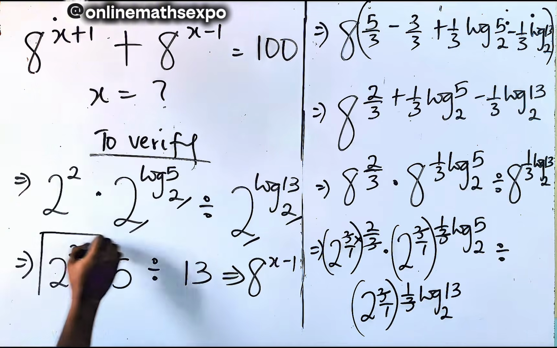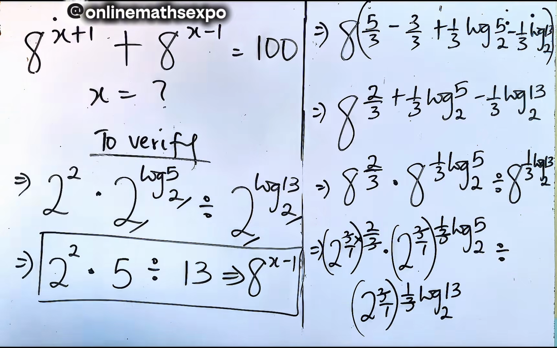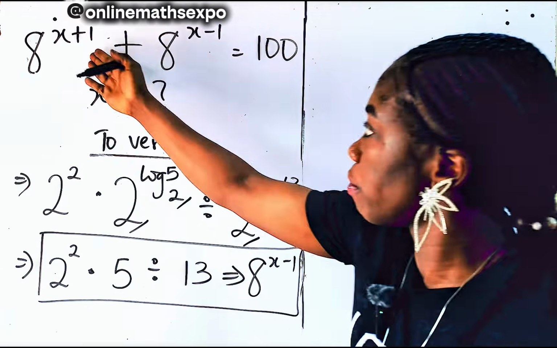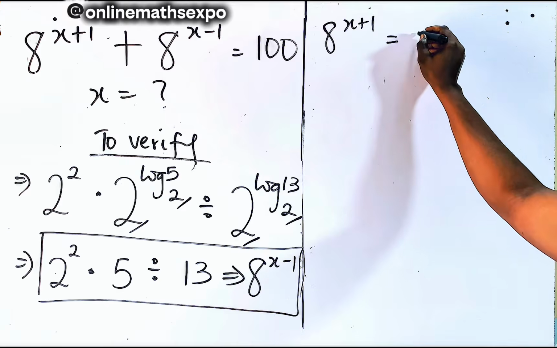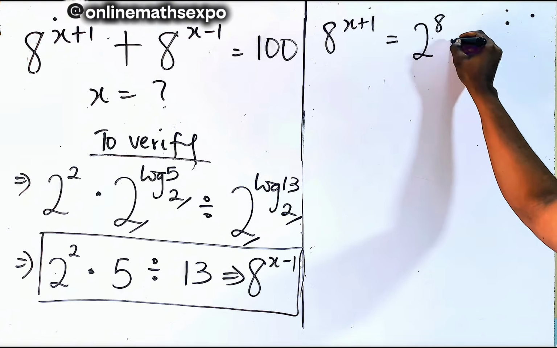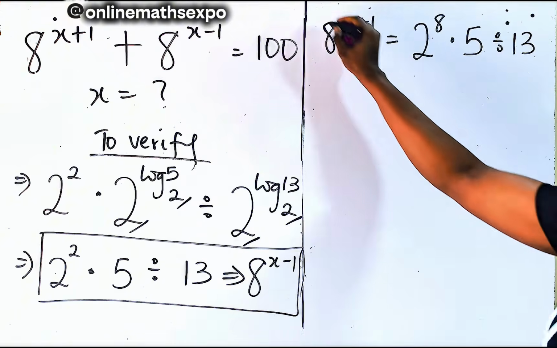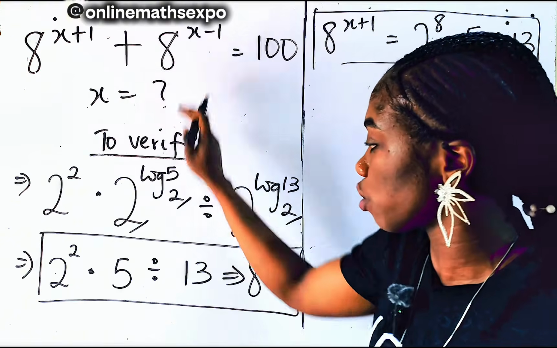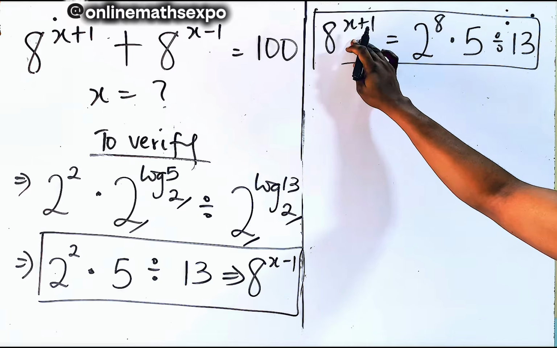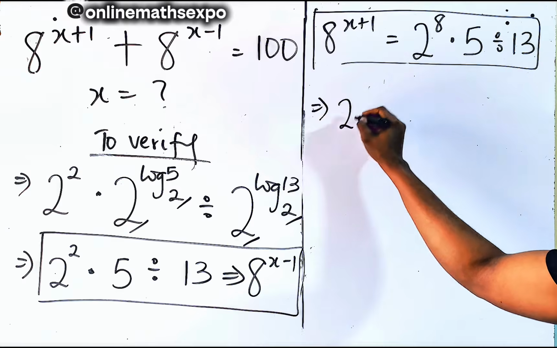So we are going to remember what we got for this and then add them together. Let's do that. So remember we have it for 8 to the power of x plus 1. We got 2 to the power of 8 multiplied by 5 is divided by 13. So with this, let's add them up. Let's add these two up. So we are going to have, for this, we have this. So we are having 2 to the 8th power.